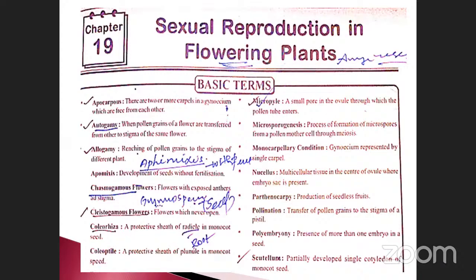And then, coleorhiza. A protective sheath of the radicle in monocot seed. The radicles of monocot plants originate from the coleorhiza. Already you know the differences between monocot seed and dicot seed. What are the main differences between these two? Sir, in monocot there will be a single cotyledon. In dicot we have two cotyledons.